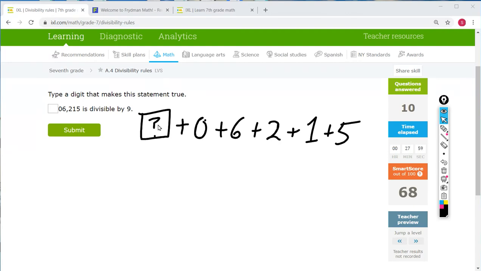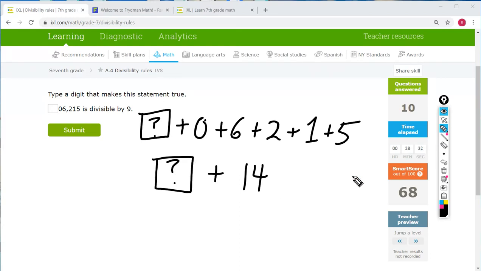Well, it's easier if we first add up all of these numbers and then figure out what to do with this question mark over here. So let's see. 6 plus 2 is 8. I don't even have to worry about the 0. Plus 1 is 9. Plus 5 is 14. So I have 14 plus some number over here.